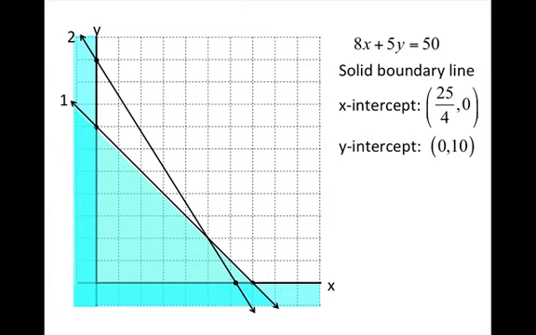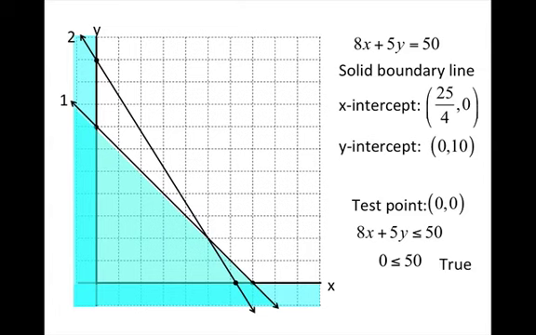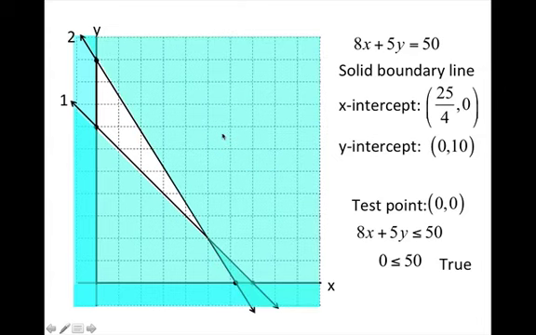This line also does not go through (0, 0), so I can test (0, 0). Go to the original inequality, 8x plus 5y is less than or equal to 50. If I plug in (0, 0), I get 0 is less than or equal to 50. And this time it's true. So the side of the line with (0, 0) was true, so the other side is my false side. So mark out or shade your false side.